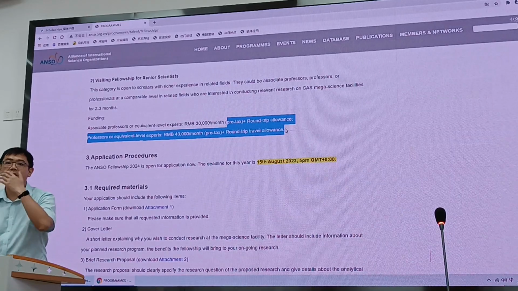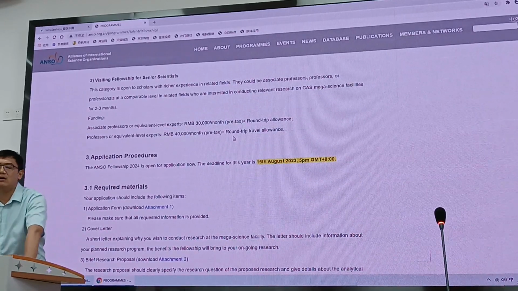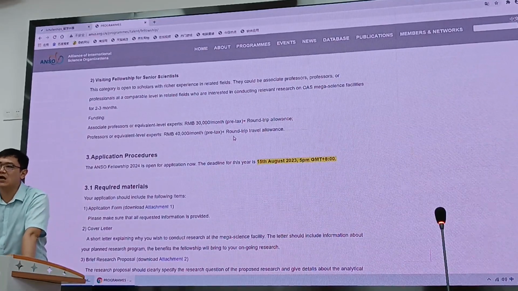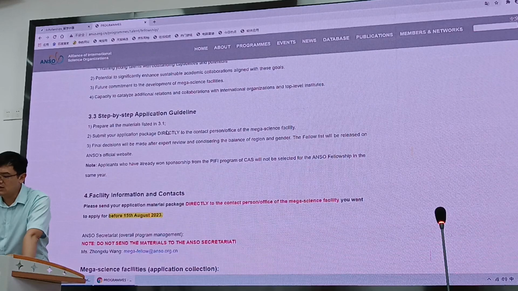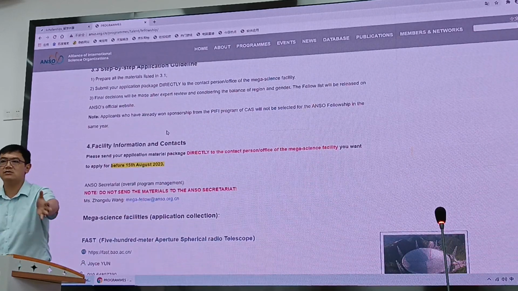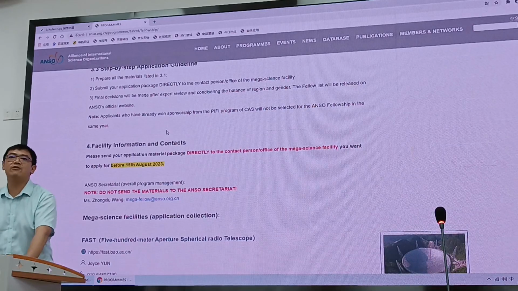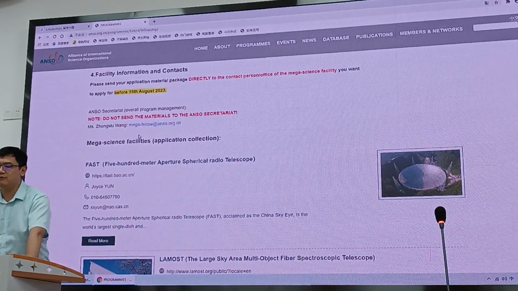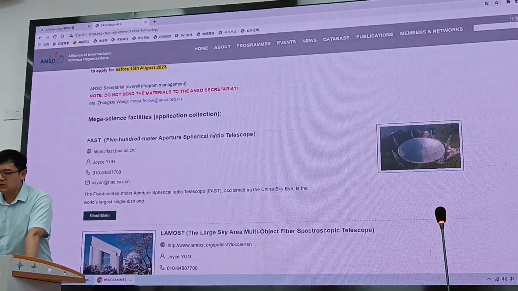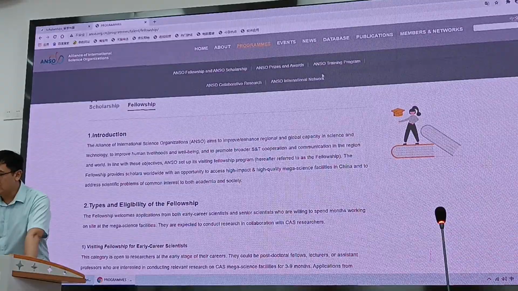This is much higher than the China Scholarship Council, because ANSO is operated by the Chinese Academy of Sciences. These are some selection criteria, and you can also contact me. I can send you an invitation letter or supporting reference letter to apply for this kind of scholarship, and you can come here to do open research. We are really open for research. Good. So this is another way for you to see some programs.